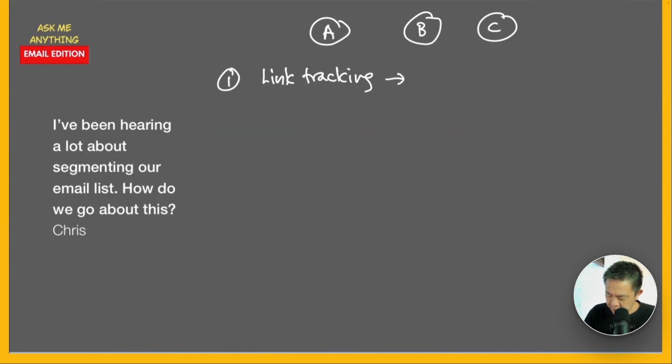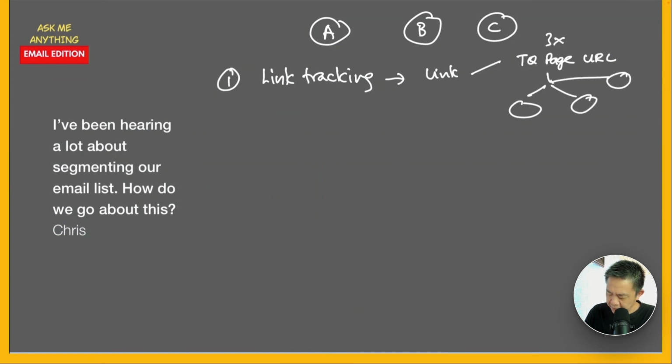The concept is you assign a particular link, and this link goes to a thank you page on your website. It has a specific URL. So you link to this, and whenever somebody clicks on this link to this page, your ASP buckets them into whatever groups you want. So you will have three URL pages, and each one points to A, B, and C. That's how link tracking works.